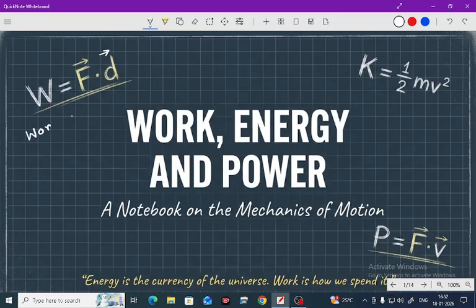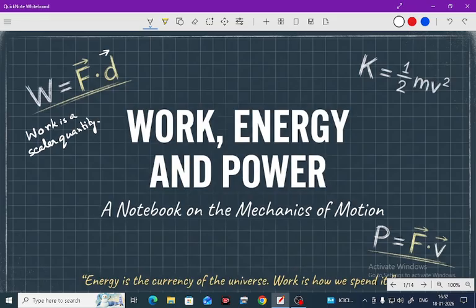Work is a scalar quantity. The reason why work is a scalar quantity is because it is a dot product, or scalar product, of force and displacement. And kinetic energy is half mv square.